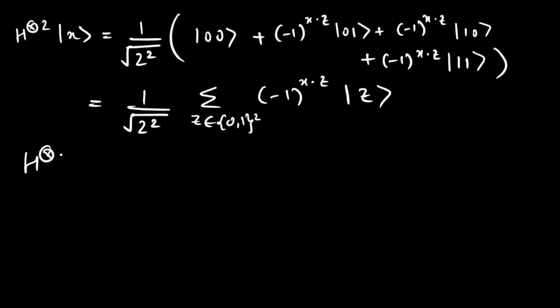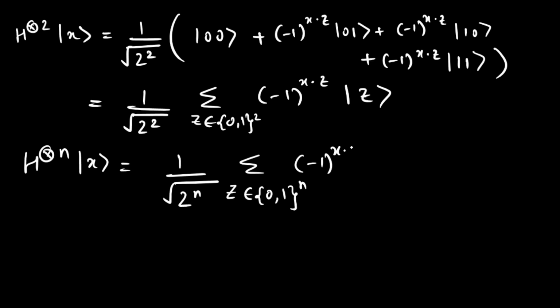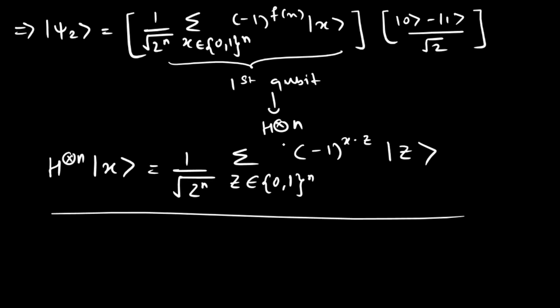So similarly, H tensor product n operating on x state will give us 1 by root 2 raised to n, summation z for n bits, minus 1 raised to x dot z, into z. So now I hope you understood how H tensor product n operating on x gives us this expression.